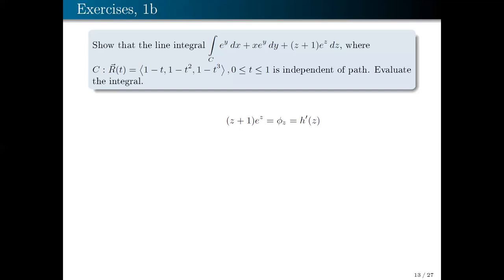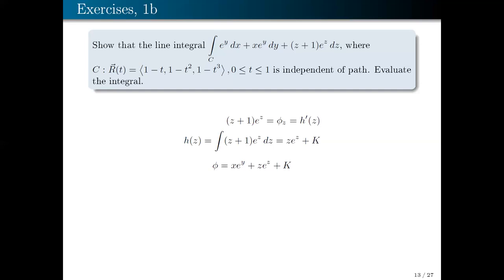Now, again, I will be leaving it to you to verify that the integral of this expression is z e to the z plus some real number k. Okay. So that now will be your final element for the potential function phi. So that's phi of x, y, z. I forgot the inputs here, but that's x e to the y plus z e to the z plus k. Okay.